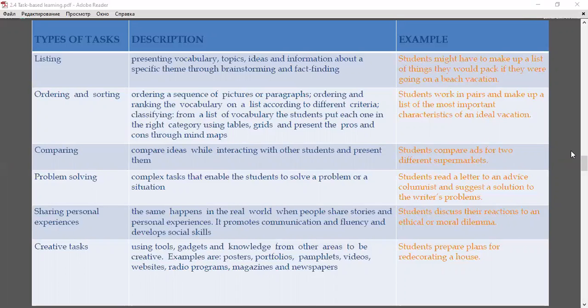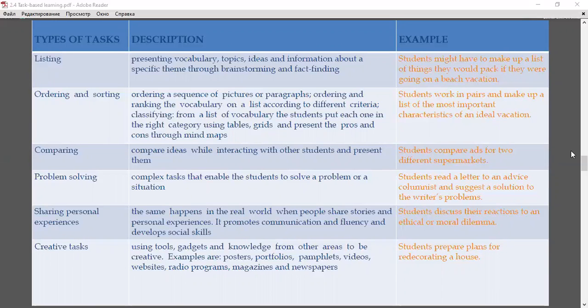Ordering a sequence of pictures or paragraphs, ordering and ranking the vocabulary on a list according to different criteria, classifying from a list of vocabulary where the students put each one in the right category using tables, grids, and presenting the pros and cons through mind maps. Example, students work in pairs and make up a list of the most important characteristics of an ideal vacation. Next, comparing. Compare ideas while interacting with other students and present them. Example, students compare ads for two different supermarkets.